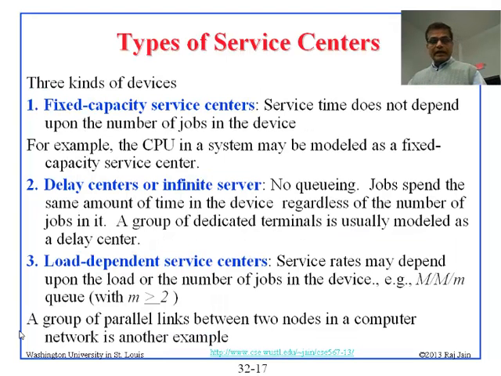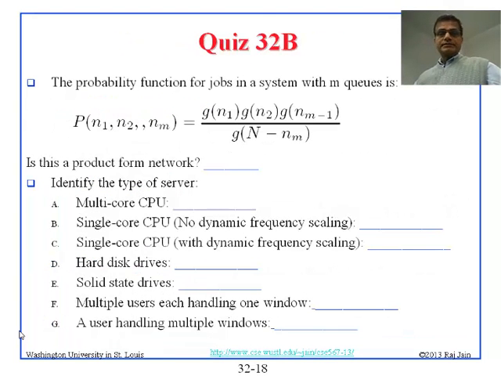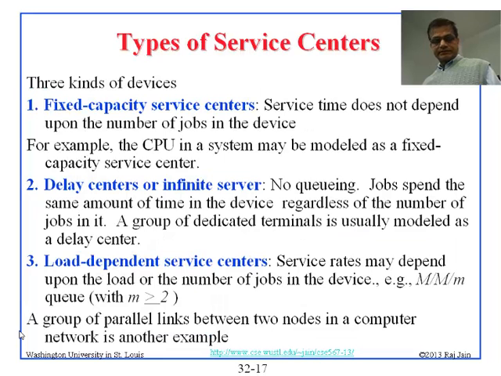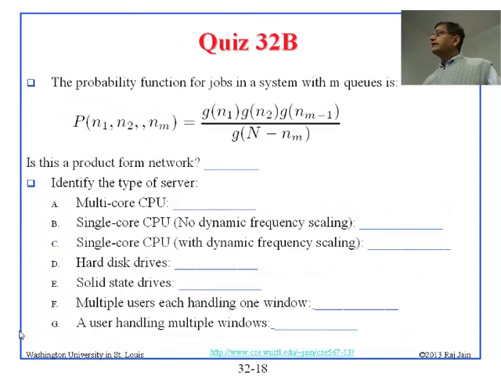Anyway, now just another quiz. So if somebody gave you this formula, is this a product form network? That is the answer here, yes or no. The second thing is, these you have to fill in. A multi-core CPU, what kind of server is it? There are three kinds of servers. Remember this, right? So for each of these, fill it out quickly.